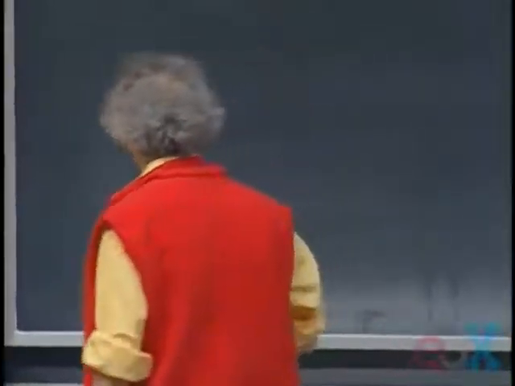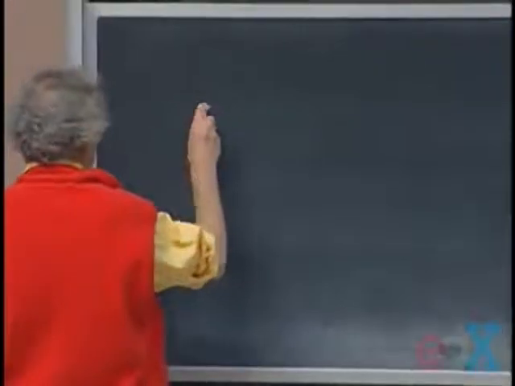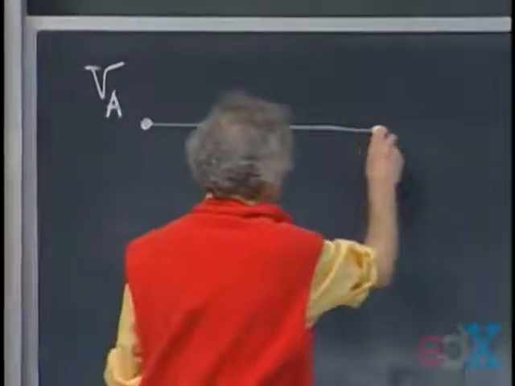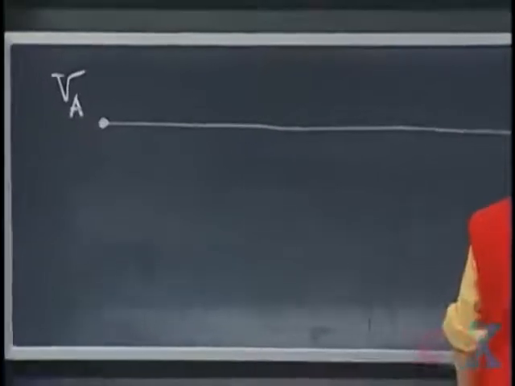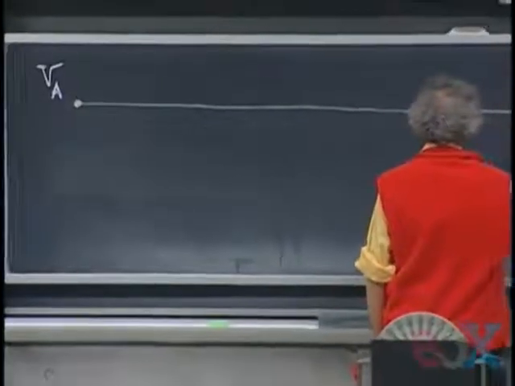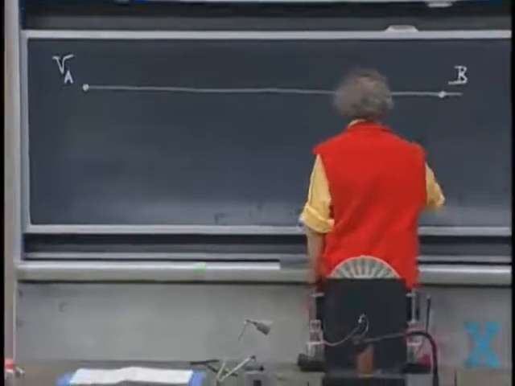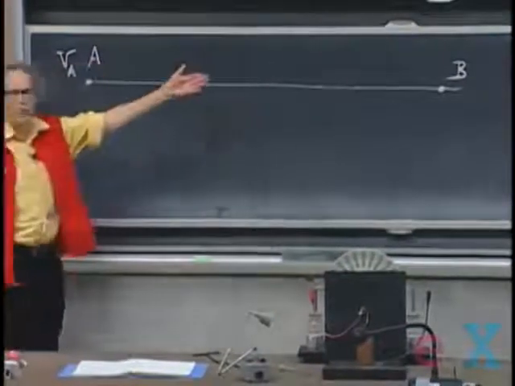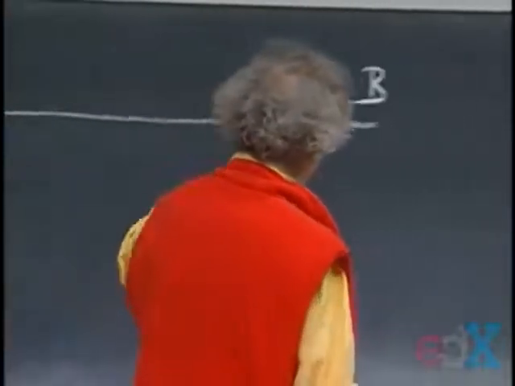So we have a power station somewhere at location A, and they deliver electric power, electric energy to Boston. Here is Boston, location B. And A is the location of the power station. This could be 1,000 miles, the distance. There's a cable going from the power station to us.